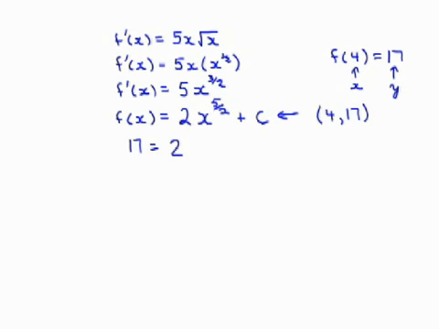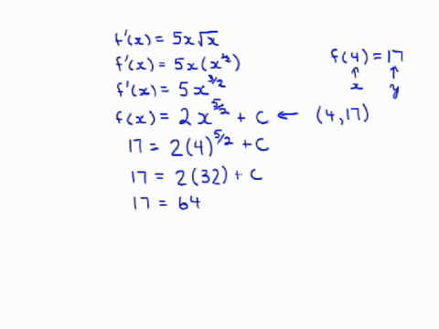So 17 is equal to 2 times 4, where the 4 is raised to the 5 divided by 2, and we add to that c. Well, 4 raised to the 5 divided by 2, first I'll say that's a 4 to the 1/2, which is then raised to the 5. Well, 4 to the 1/2 is the square root of 4, which is 2, and 2 raised to the 5 is 32. So that's where I get my next line. 17 is equal to 2 times 32 plus c. Then I rearrange and solve for c, and I find that c is equal to -47.